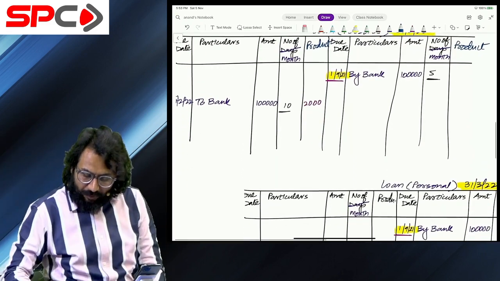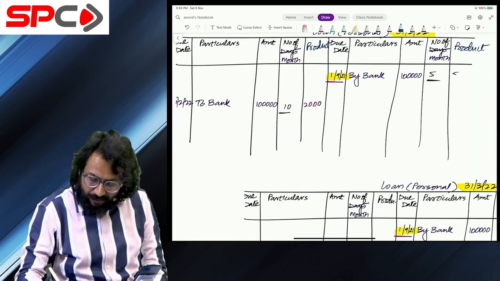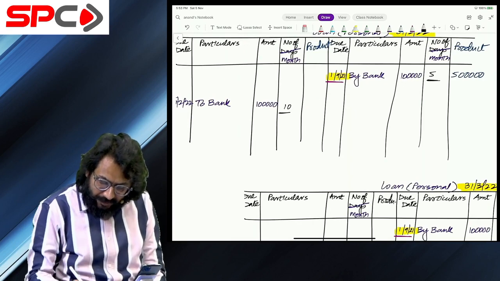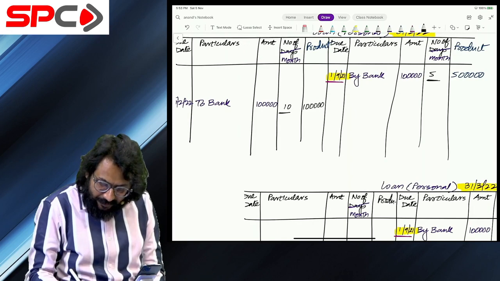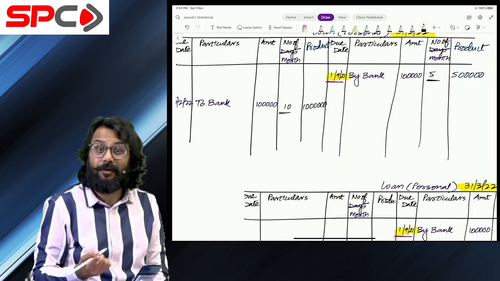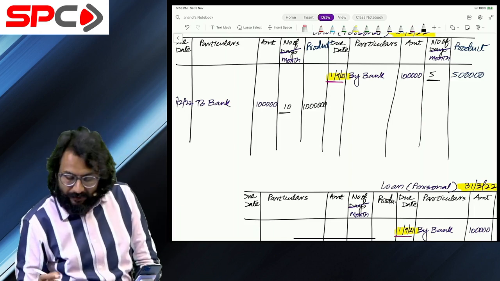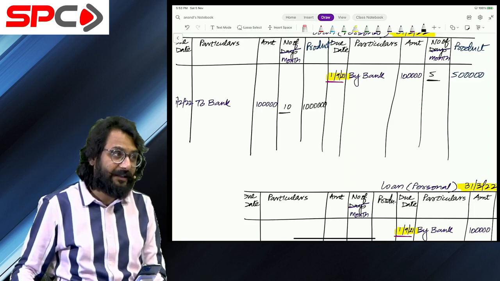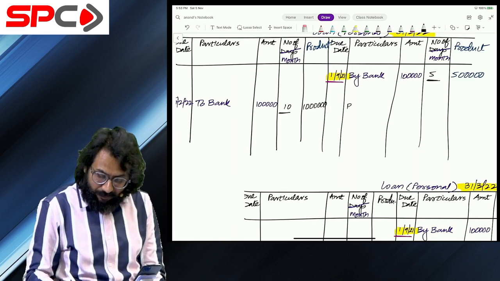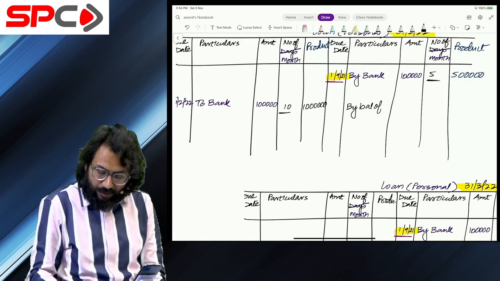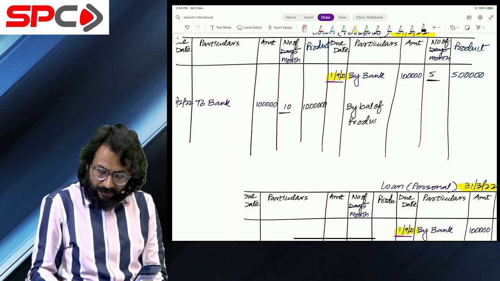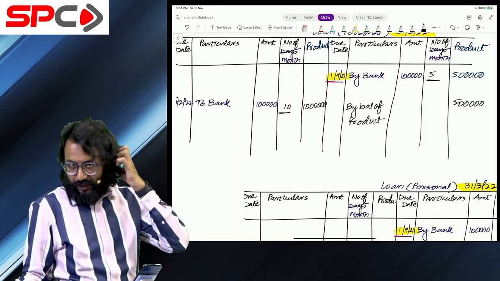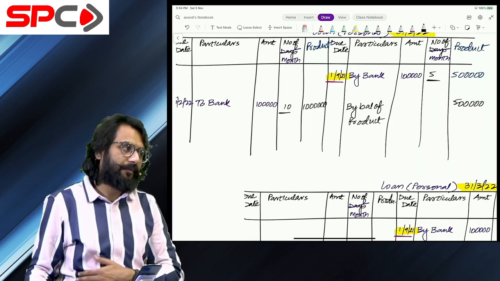5 months. So if I calculate the product, 1 lakh into 5, it is how much? 5 lakh. And 1 lakh into 10 is how much? 10 lakh. Say yes. If you see, the balance is coming on which side? Credit side. 5 lakh minus 10 lakh is how much? 5 lakh. It is coming on which side? Credit side. In that case, can I not write down balance of product? How much is it? I'll write down 5 lakh. Now 5 lakh into rate of interest. What is the rate of interest? 12%. Into 1/12.